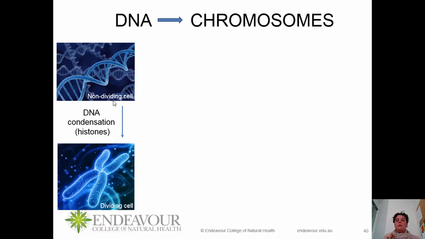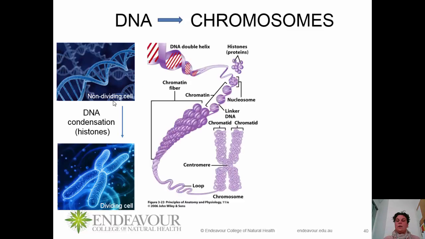So in non-dividing cells, you will see this stringy looking DNA. In dividing cells, the cells that are just about to undergo division, the DNA itself will condense into chromosomes. How does it do that? You've seen these chromosomes before, these X-looking things. So let's figure out how the cell does that. It does that by taking DNA and wrapping it around particular proteins called histones.